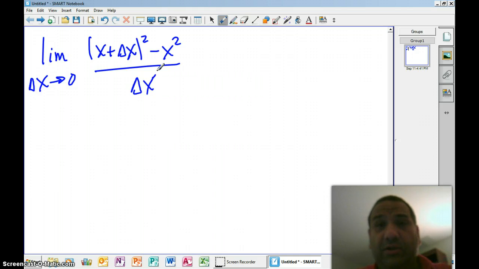It didn't work. So it's the limit as delta x approaches 0 of the quantity x plus delta x quantity squared minus x squared all over delta x.